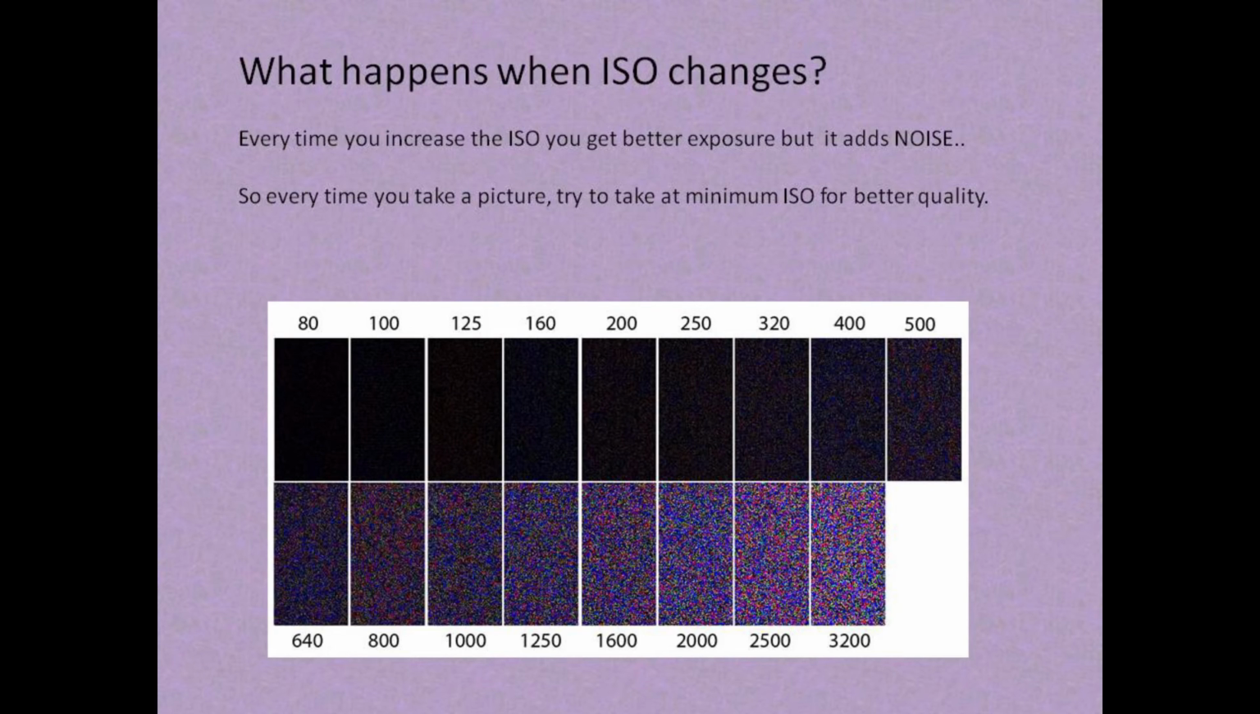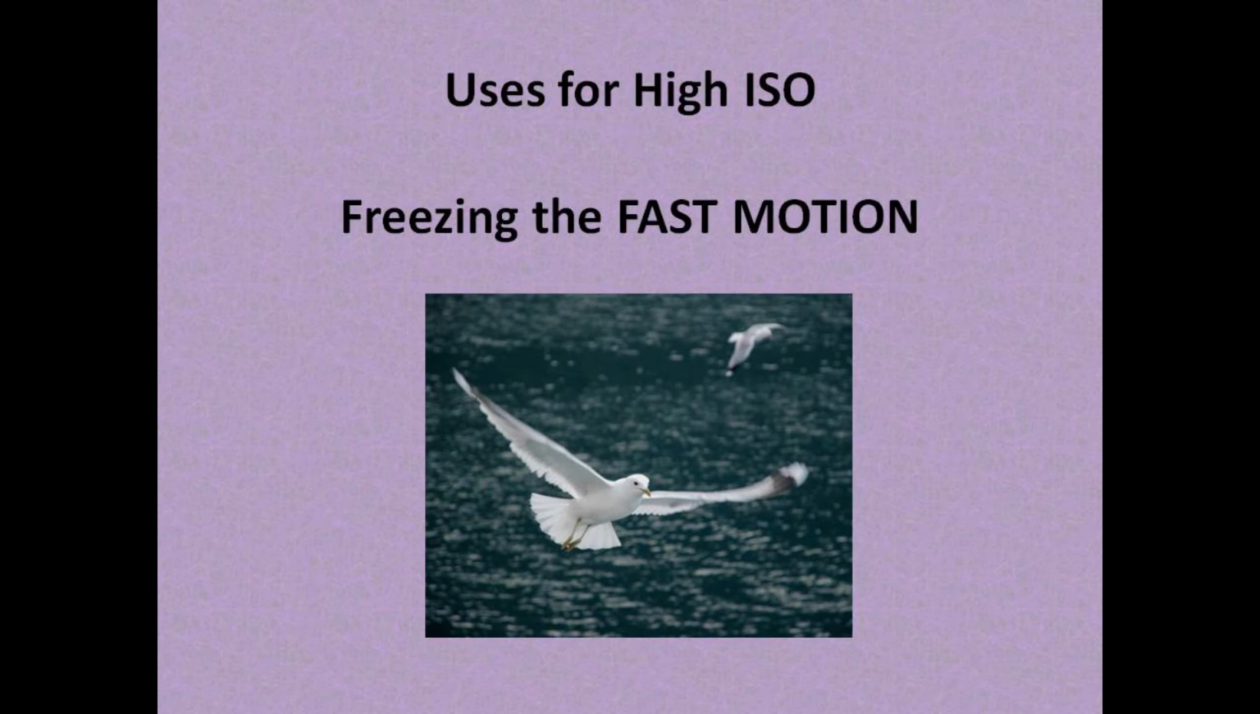But what are the situations when you use high ISO? This is situation number 1, when you want to freeze the motion. Suppose you have opened the lens to full aperture, and your shutter speed is not fast enough to avoid motion blur. Now what will you do? Just increase the ISO, and you can get a fast shutter speed to freeze the motion.